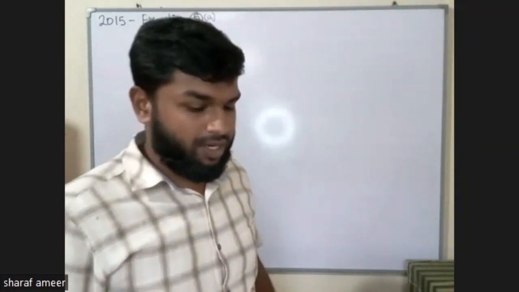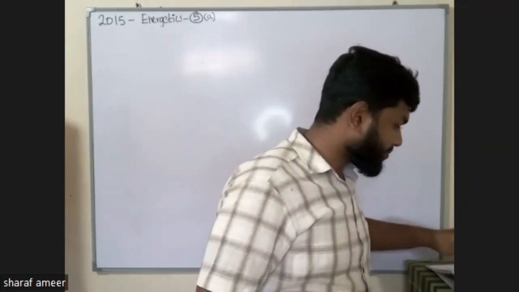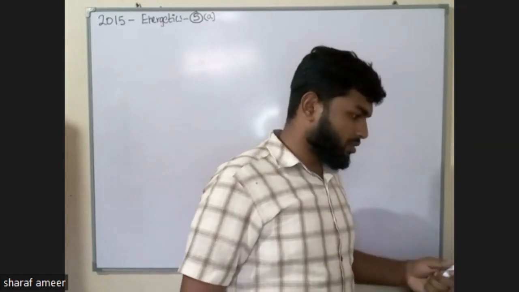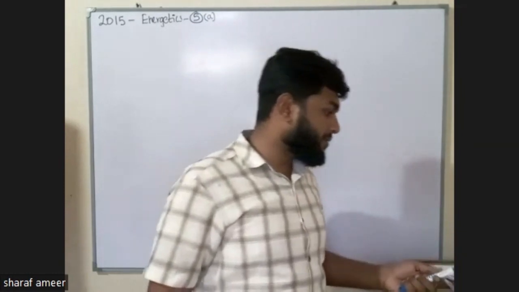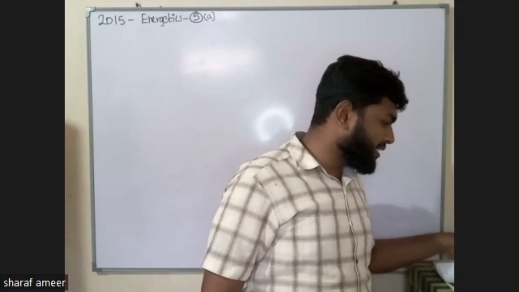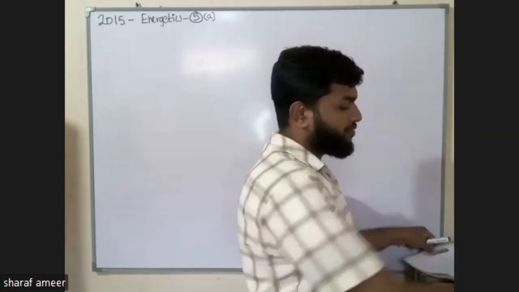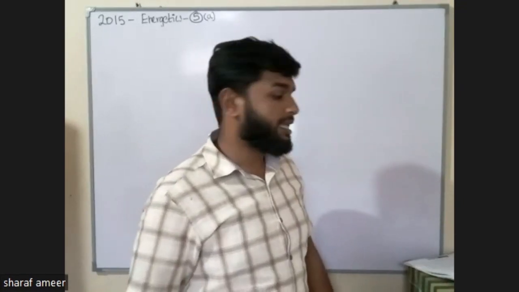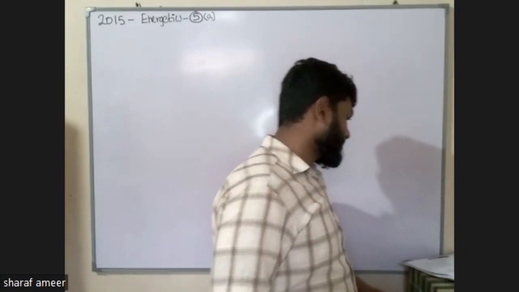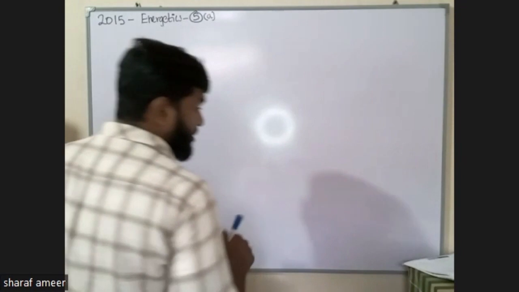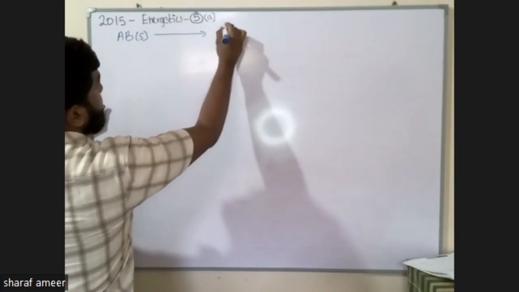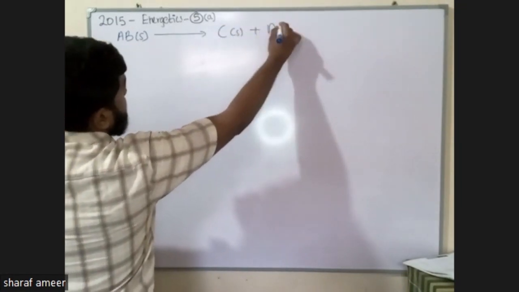Right. Now see here, as in the previous years, like 2013 or 2012, we did a thing where they have given the enthalpy change of formation. So what we did was the summation of enthalpy change of formation of products minus the summation of that of reactants. In that same way, we can do it here also. So the reaction proceeds like this: AB solid dissociates to give C solid plus D gas.